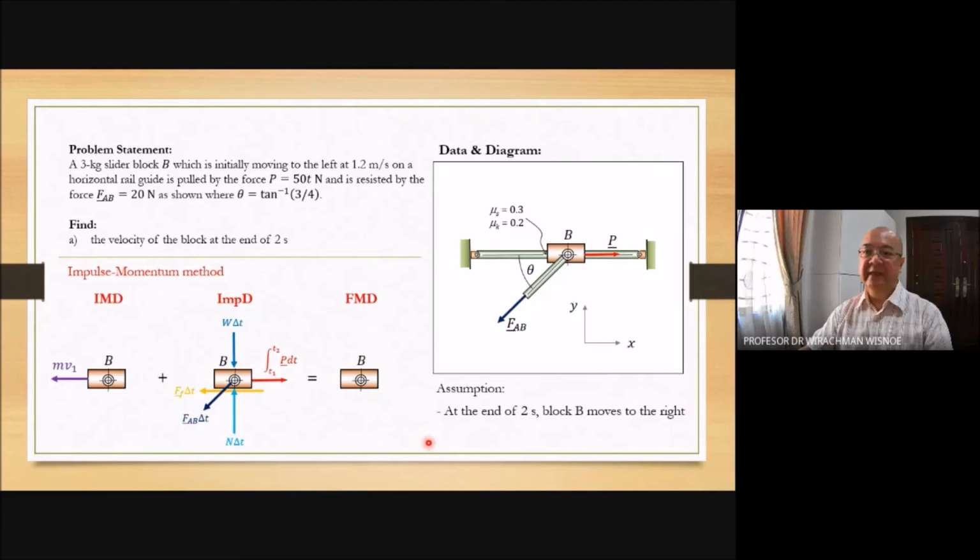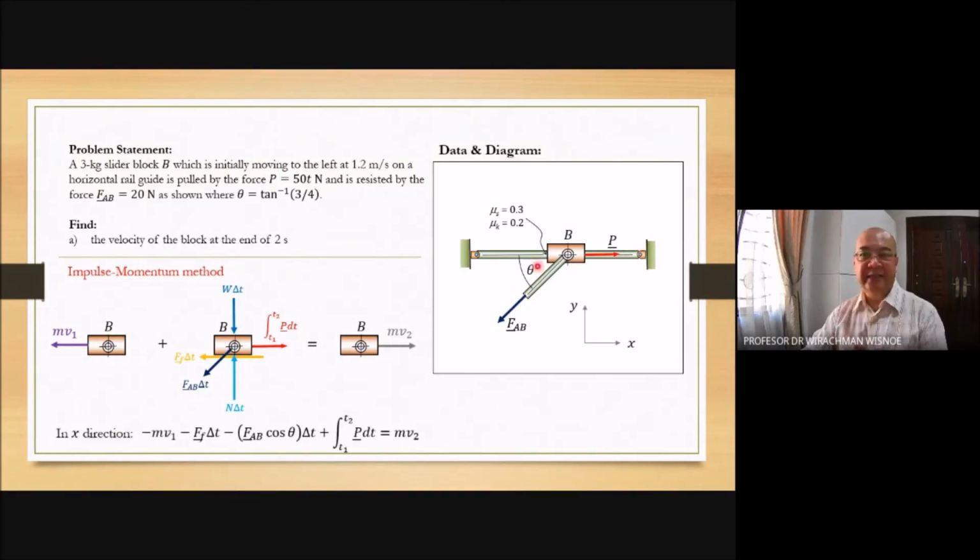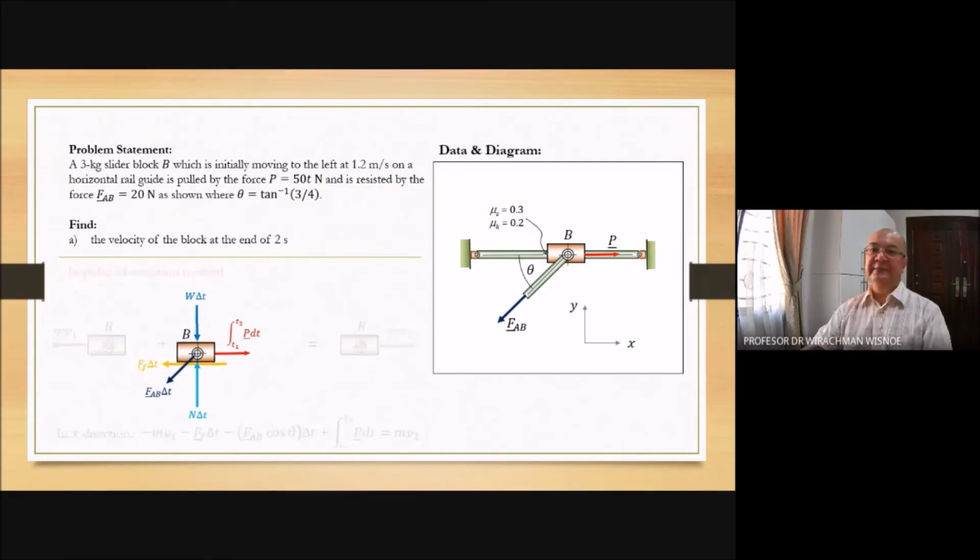See the final diagram. Since it moves to the right, the final momentum diagram will be to the right, mv2. So you have the 3 diagrams. As a matter of fact, you just add in each direction. I write the equation. I will focus in the x direction because the motion is in the x direction only. There is no motion in the y direction.